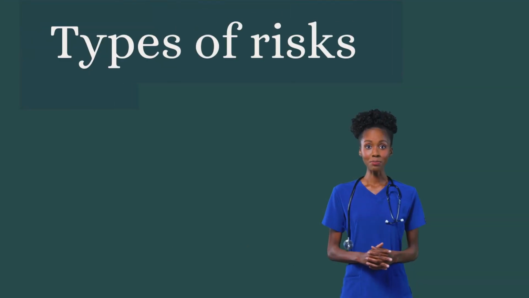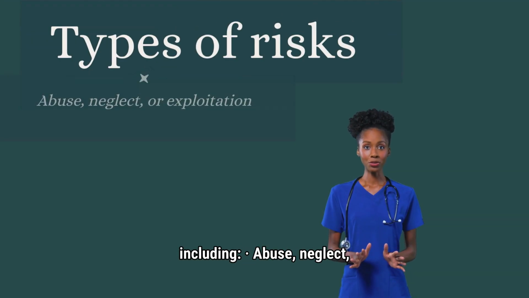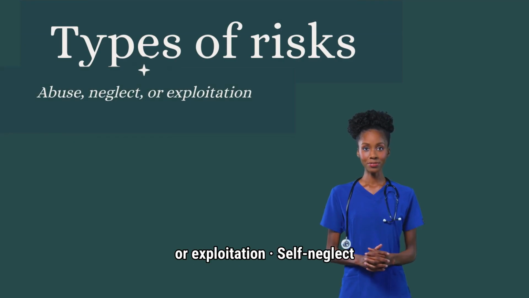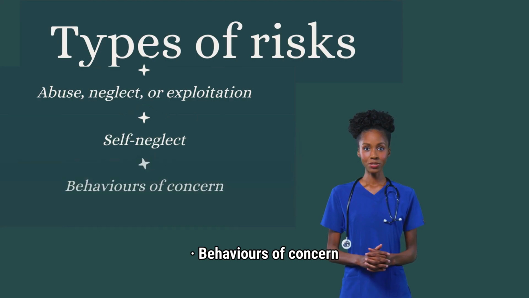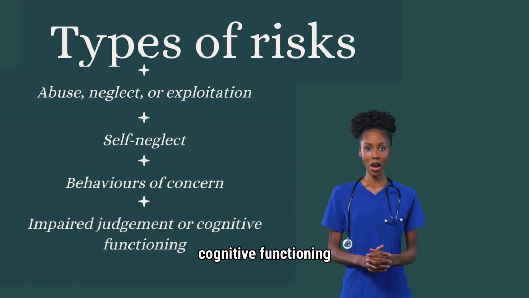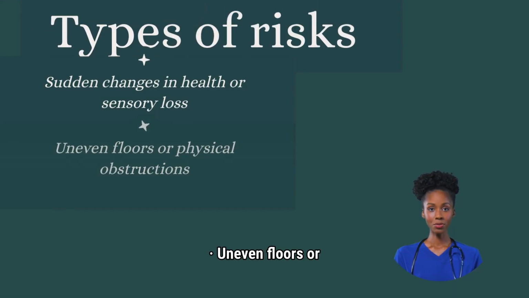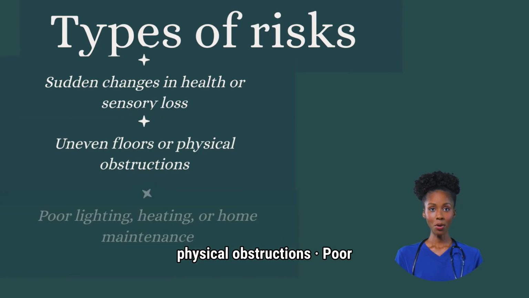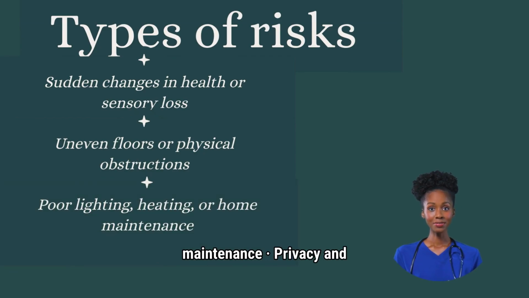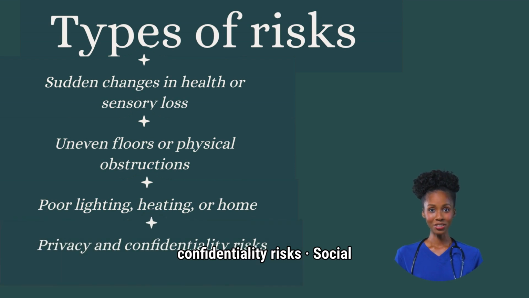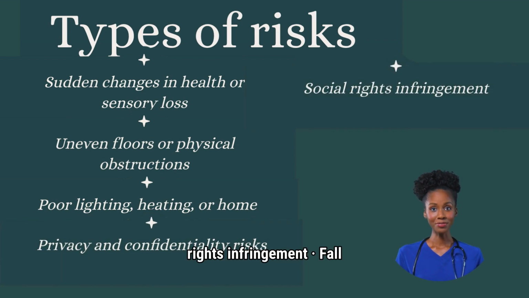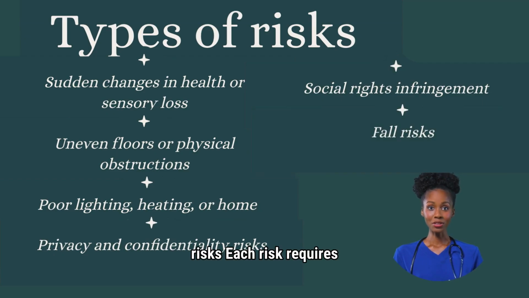Scene 5, typical risks in individual support settings. Support workers may encounter many types of risks, including abuse, neglect, or exploitation, self-neglect, behaviors of concern, impaired judgment or cognitive functioning, sudden changes in health or sensory loss, uneven floors or physical obstructions, poor lighting, heating, or home maintenance, privacy and confidentiality risks, social rights infringement, and fall risks. Each risk requires specific strategies to minimize harm based on organizational policies and individualized support plans.